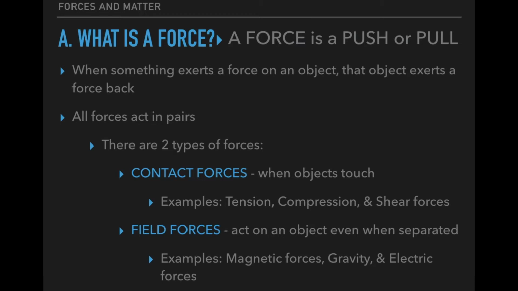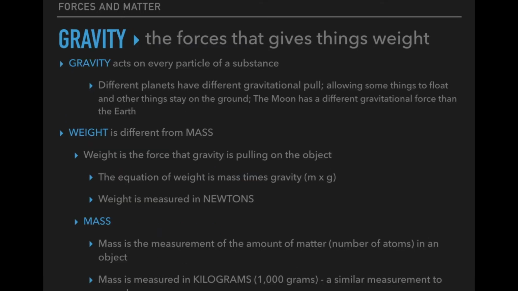There are contact forces and then there are field forces. Contact forces are when an object is touched. So here's the word contact, meaning touched. And then you have field forces. This is a force that even when the object isn't touching, it's giving off this force. So a contact force would be if you're pushing something or pulling something. But a field force is a force given off by maybe a magnet, a magnetic force, or maybe gravity or electricity. Gravity is a force that's going to act on every particle.